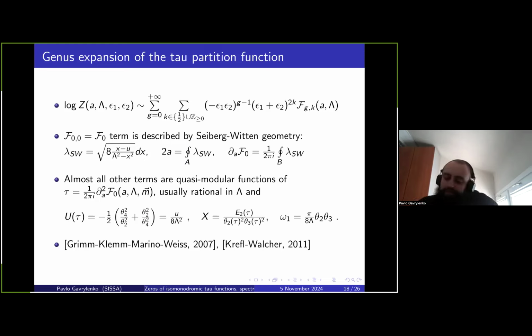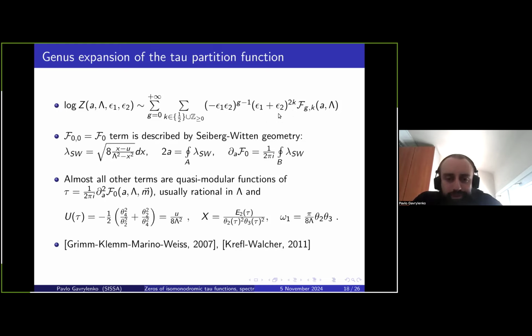So now we would like to study a kind of quasi-classical limit in all possible senses of this Nekrasov partition function, and this description looks like this. So there are two parameters of expansion: minus epsilon 1 epsilon 2, and epsilon 1 plus epsilon 2.